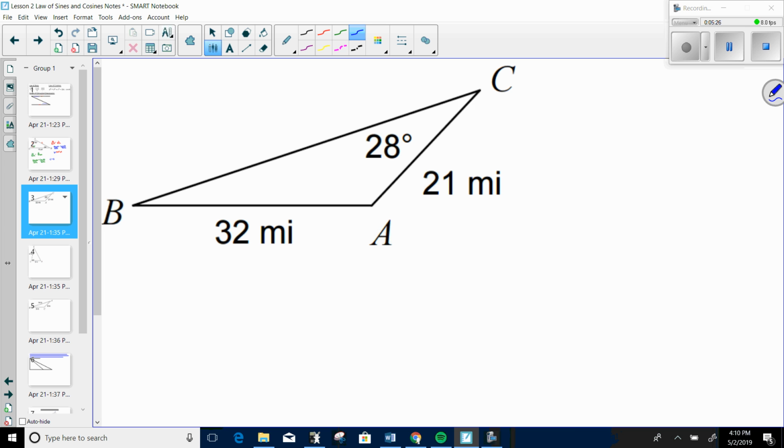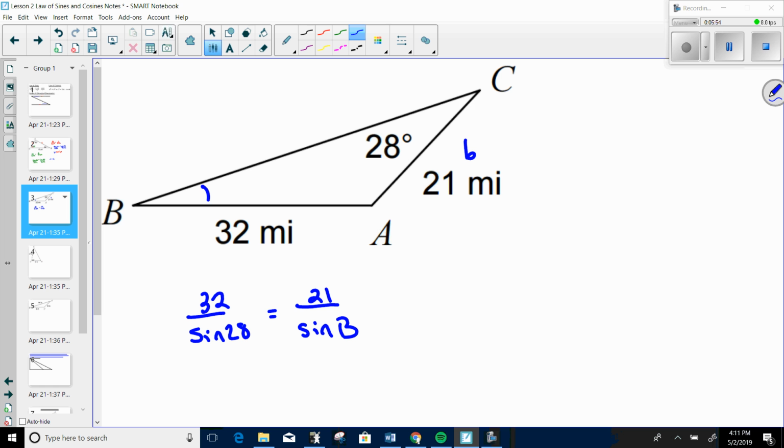Again, try to use law of sines. I have an angle, and I have the side opposite of that, so that's good. So I'm going to do 32 over sine 28. And I'm given this side over here, which would be side B, so that means I can figure out this angle first. I can't figure out all these angles, because I'm only given one, so I've got to figure out this angle first. So this becomes 21 over sine B.